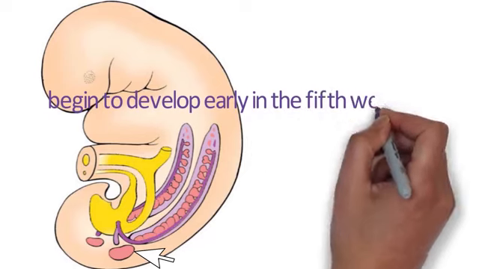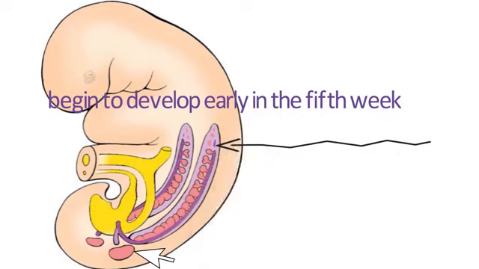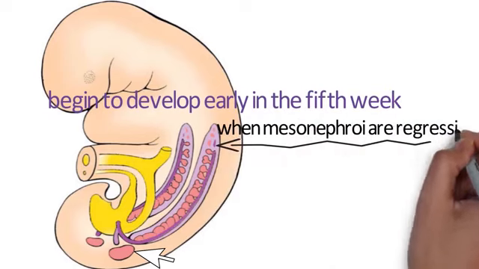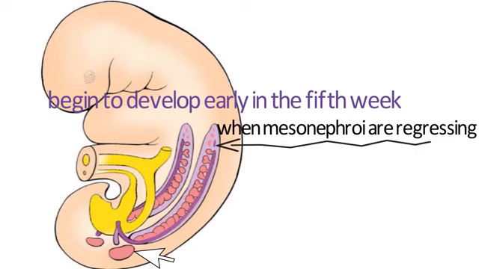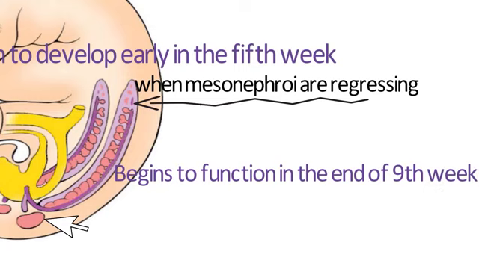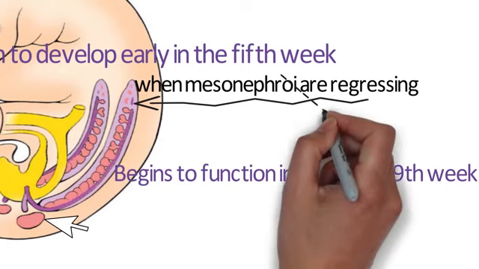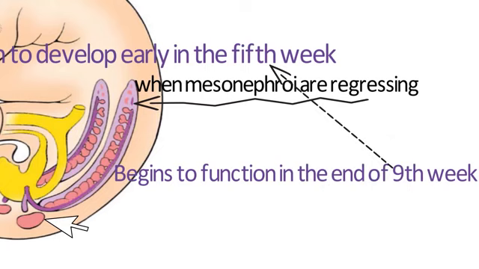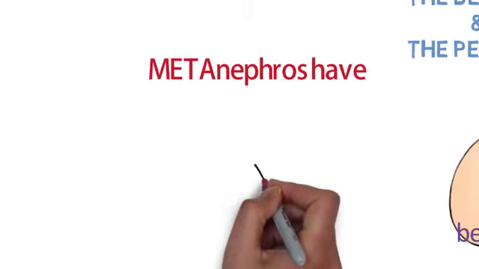Metanephros begin to develop early in the 5th week, which is the time when the mesonephros are regressing massively. Metanephros begin to function at the end of the 9th week, and the end of the 9th week is the time when mesonephros have regressed totally. So it takes about 5 weeks for the metanephros to develop. These are some very important points about the timeline of metanephros.